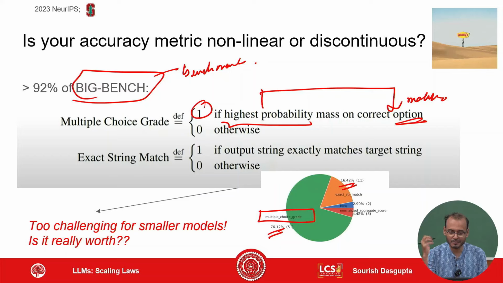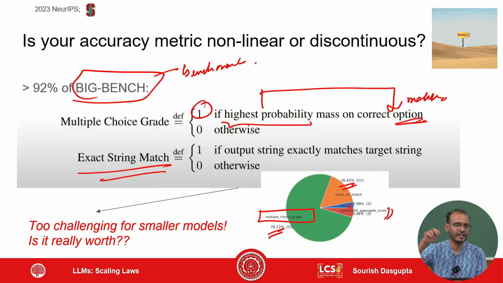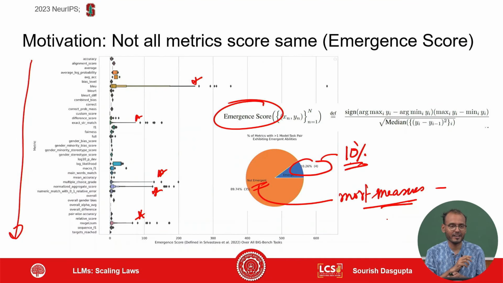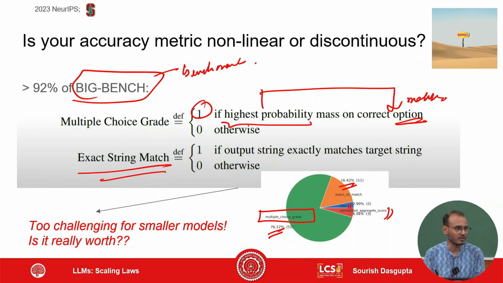And then 16% is exact string match. Again, a very harsh metric. If the next token prediction was supposed to be cat, but for some reason you predicted cats, plural, you will get a 0. That's how harsh it is. And then there was other stuff like BLEU and normalized aggregate score. They all fall under that 10%. So first of all, 90% were not even emergent, and within the remaining 10%, this is the scenario.